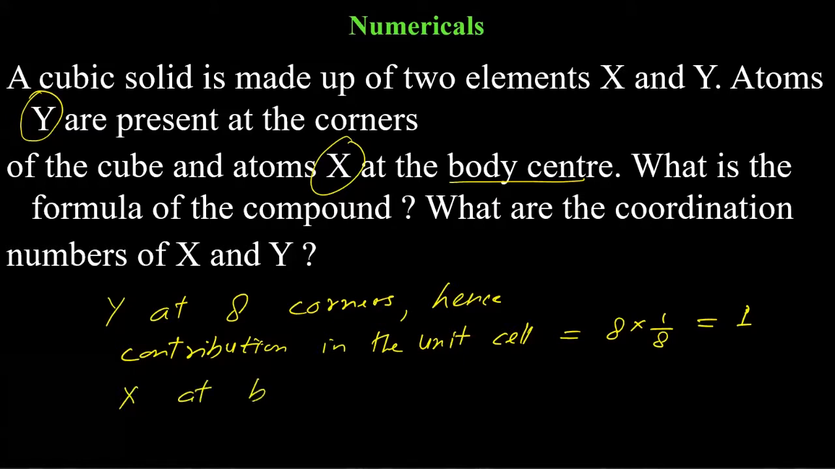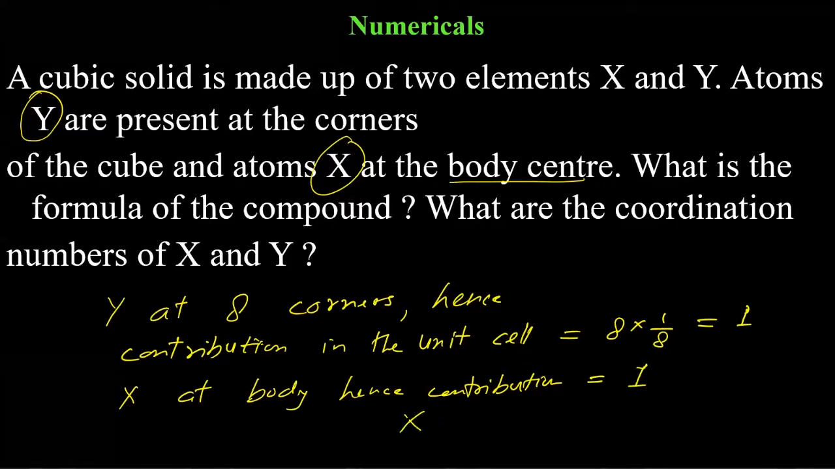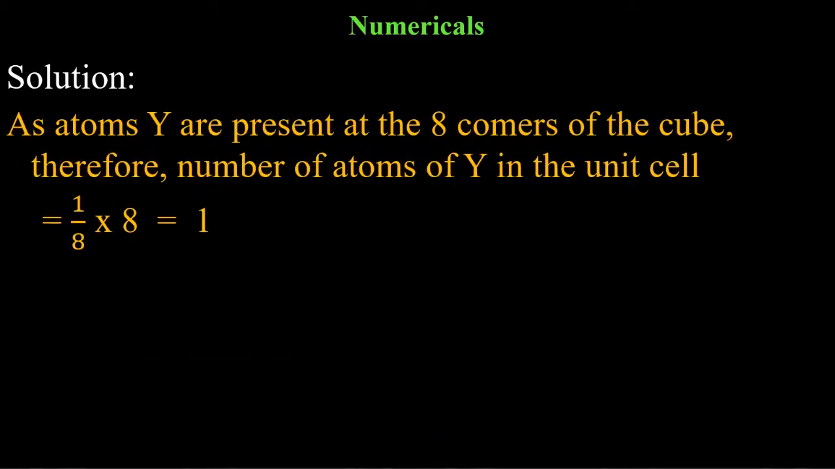X at the body center, hence the contribution is 1. So both contributions are 1, which means the ratio of X to Y is 1 is to 1, that is XY. So this is how you will calculate the formula. In one unit, how many atoms of X do you have? 1. How many atoms of Y? 1. So the formula is XY. This is how you will write it.